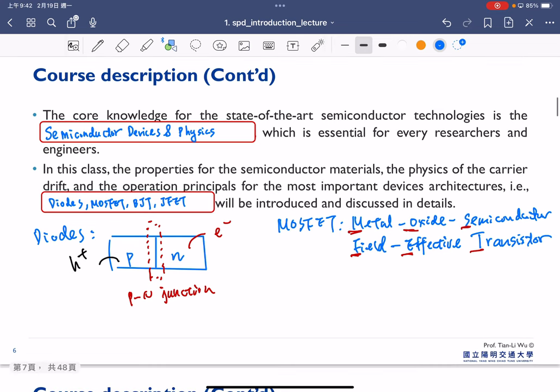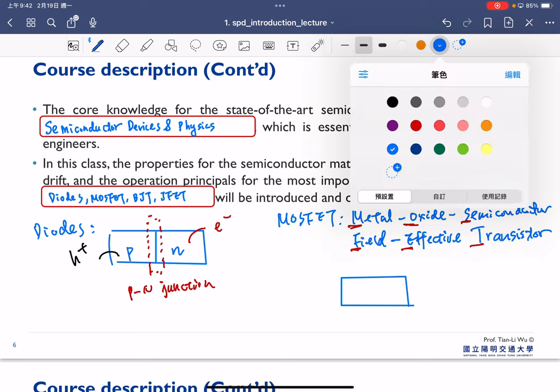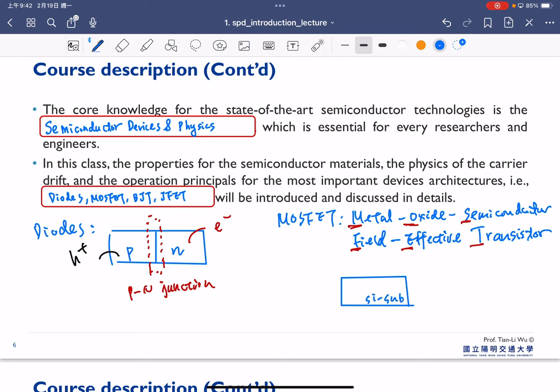So for the structure, first we have a piece of semiconductor material here, usually a silicon substrate, and the most often used is a P-type silicon substrate. We will have a dielectric on top, and the most often used one is silicon dioxide. And on top of this silicon dioxide, we have what we call the gate. The gate is most often made of metal, so we can also consider this a gate metal.